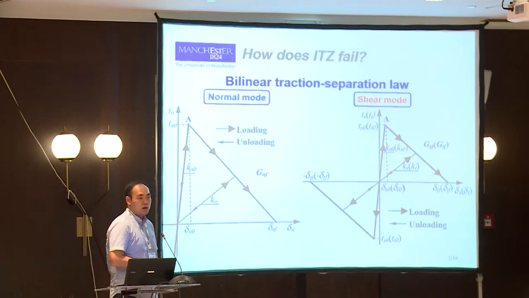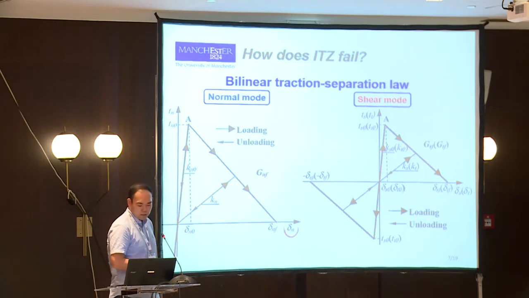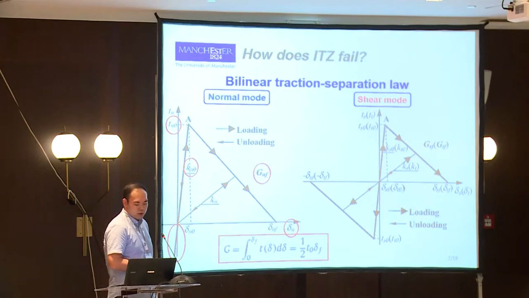So as the weakest part in concrete, a bilinear traction separation law is adopted for ITZ. Opening can happen in both normal and shear directions. Some key parameters here are the relative displacement, critical stress, cohesive stiffness, and fracture energy, which can be calculated from other parameters. Node penetration sometimes happens when cohesive element is inserted in mortar interface subject to compression.